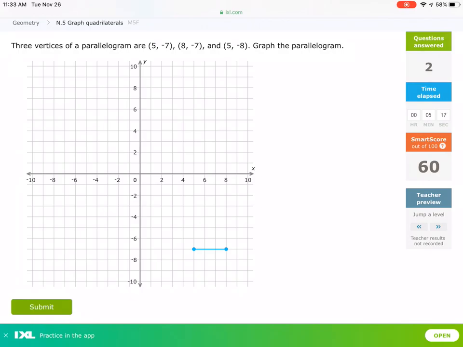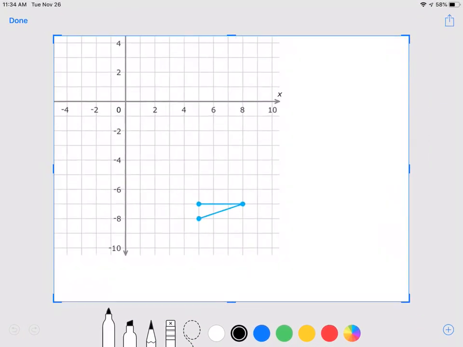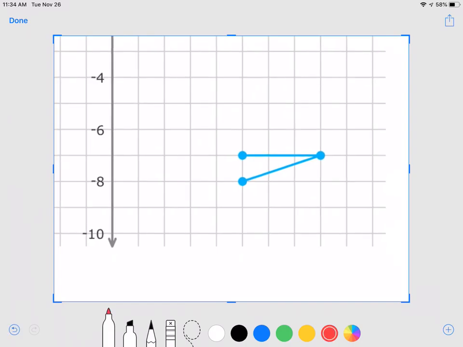5, -8. 5, -8 is right here. Graph the parallelogram. All right, so let's do this in a picture. So let's zoom in. For this to be a parallelogram, let's compare it to this side right here.